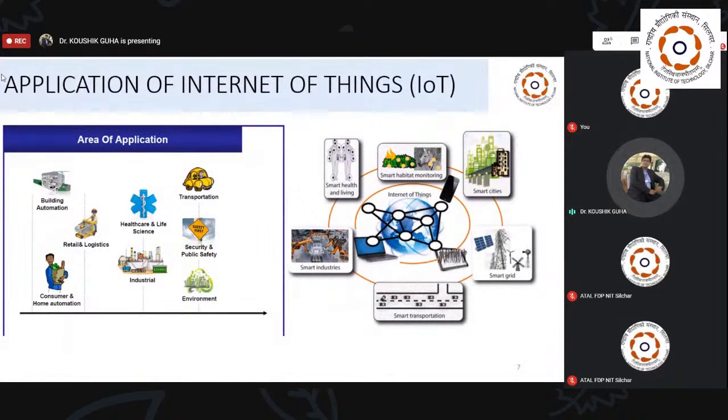Applications of the Internet of Things, we can see not only in smart home and smart city. Apart from these, we can see building automation, logistics. Actually, all of these are separate parts of smart city applications. If we combine all these applications, then we can make a smart city. A smart city should have a smart environment, smart industrial mechanisms, consumer and home automation, and healthcare and life science, that should be smart healthcare. So it is a combination of smart living, smart health, smart habitat monitoring, smart cities, smart grid. So everything is going to be smart.